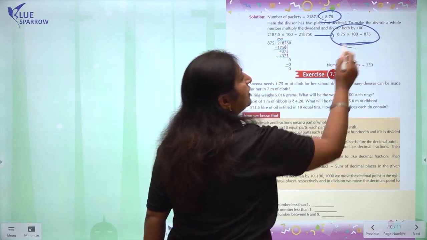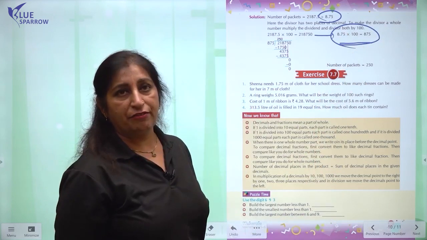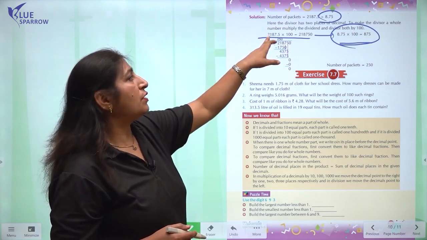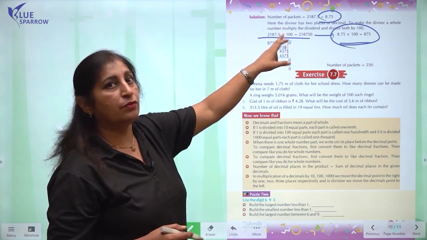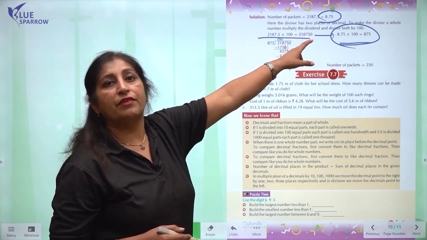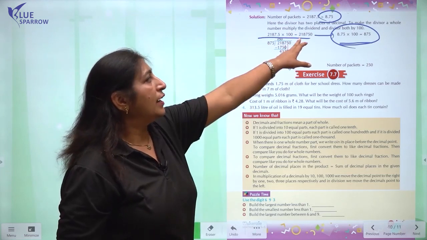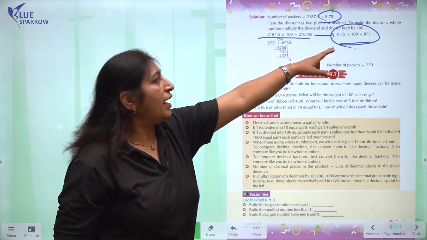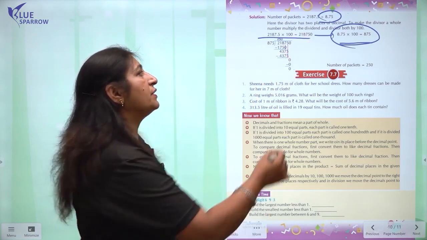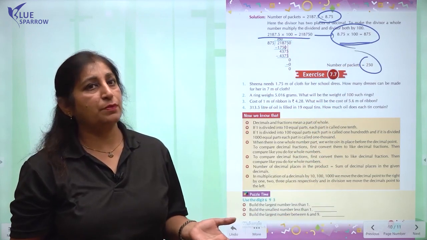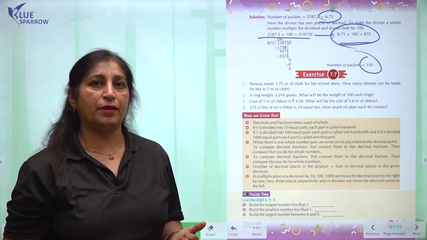When we multiply 8.75 by 100, we get 875 as the divisor, and on multiplying 2187.5 with 100, we get 2,18,750. And now we would divide 2,18,750 by 875, and on division we get the quotient as 250. So the answer is the required number of such packets is 250.